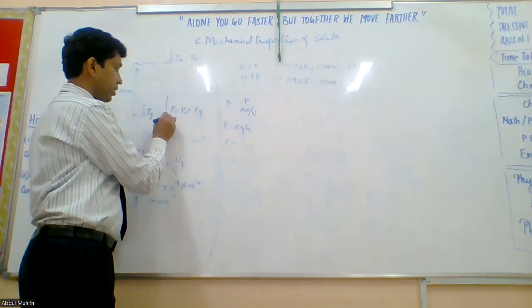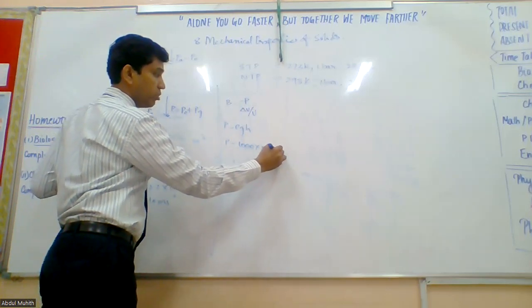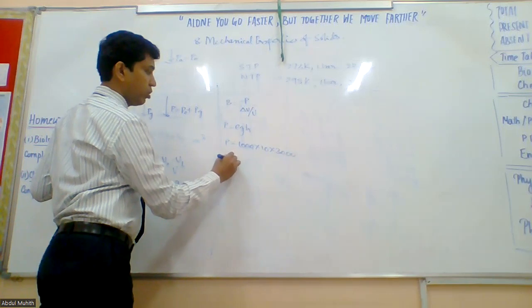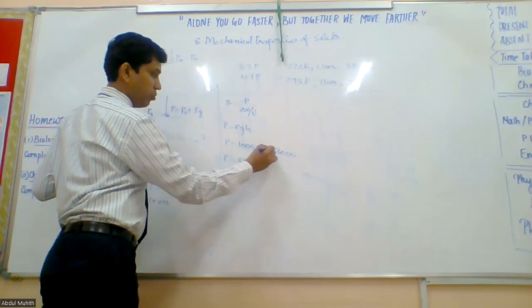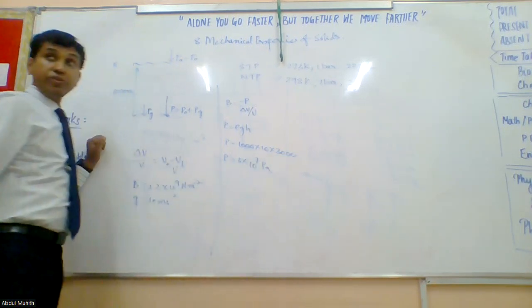The pressure at this point: P is equal to 1000 into gravity, which is 10, into height, which is how much? 3000. So P is equal to 3 into 10 to the power of 7. Understood now? Okay, this much is the pressure.